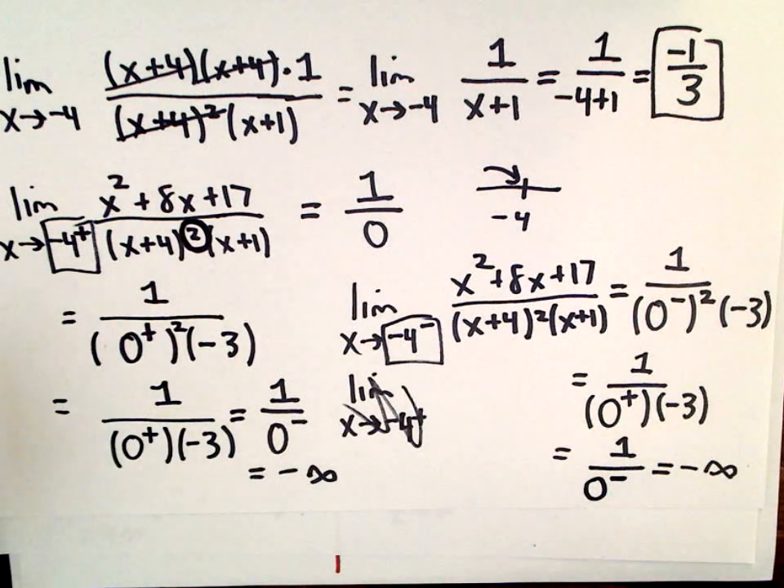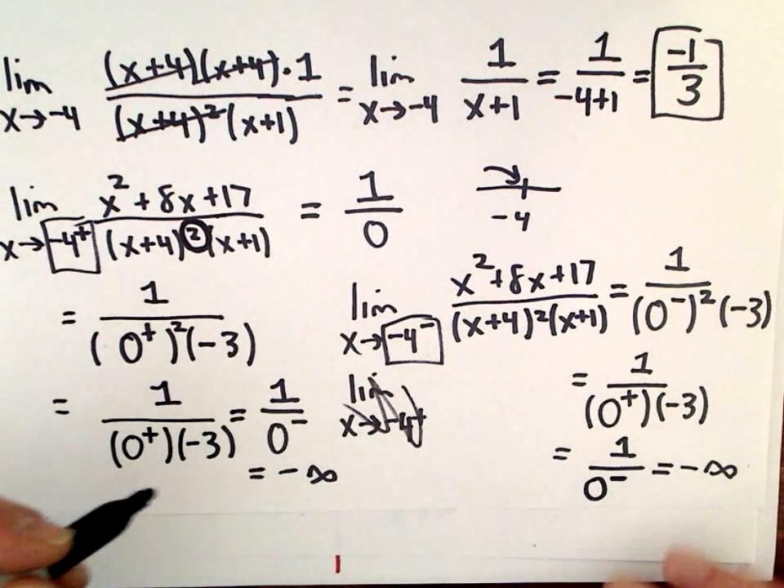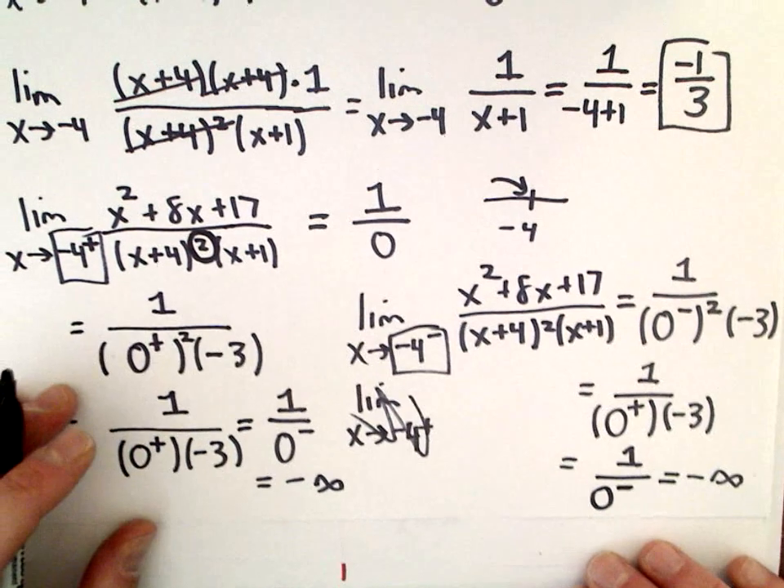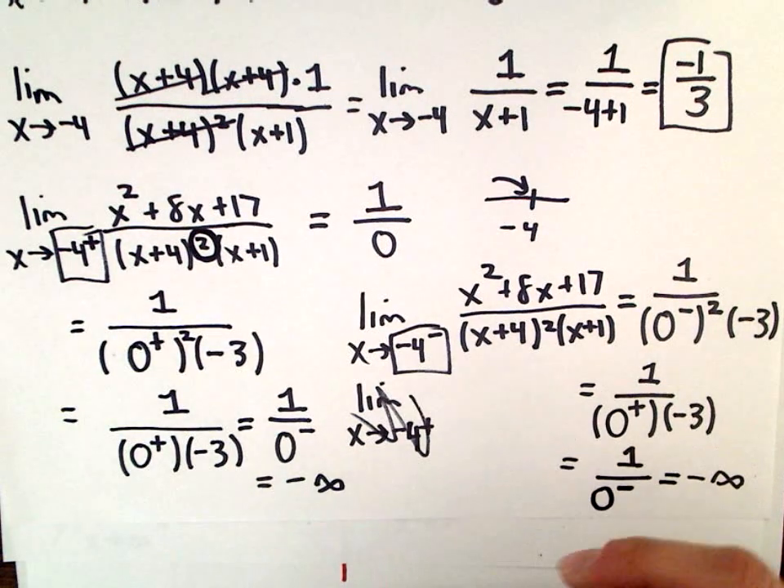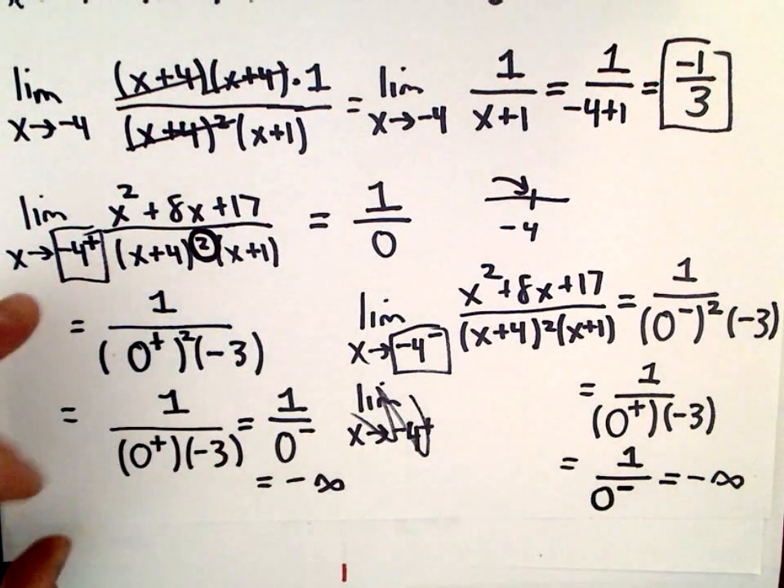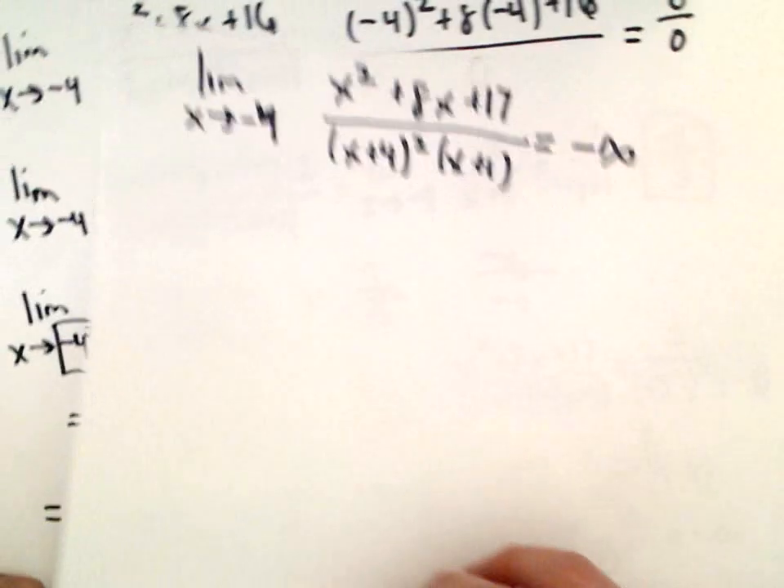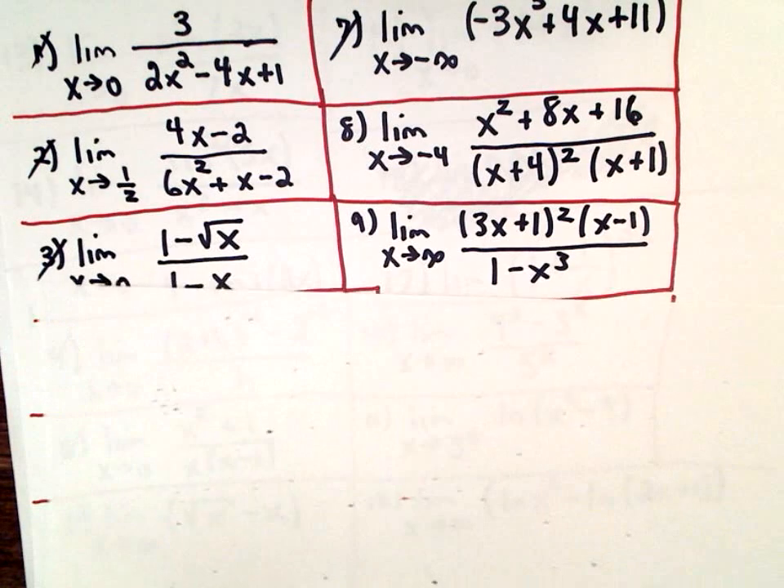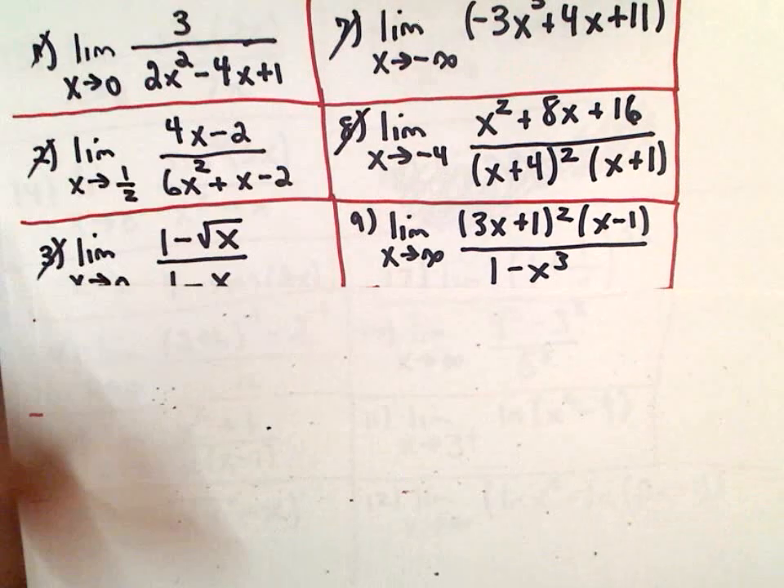If this had been an odd power, for example, x plus 4 to the third power, you would have definitely gotten positive infinity for one of the limits and negative infinity for the other, and then the limit wouldn't have existed. So just want to point that out. So be careful there. When in doubt, check the left and the right limit.